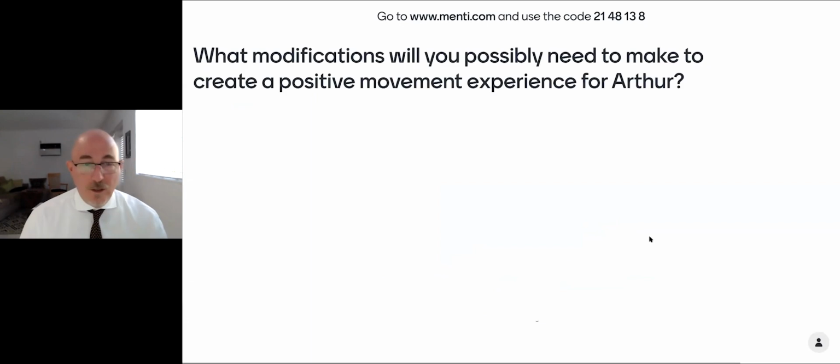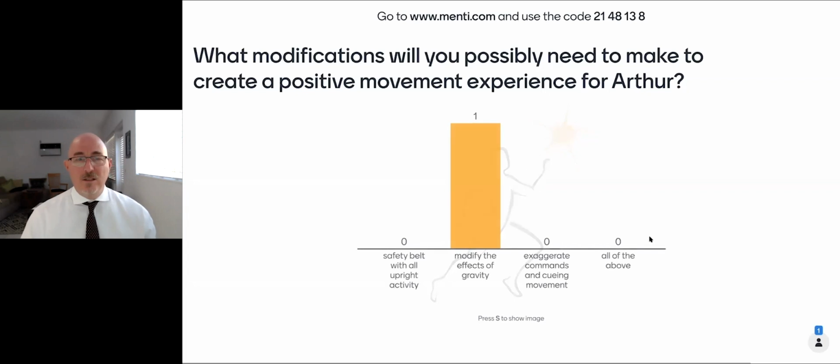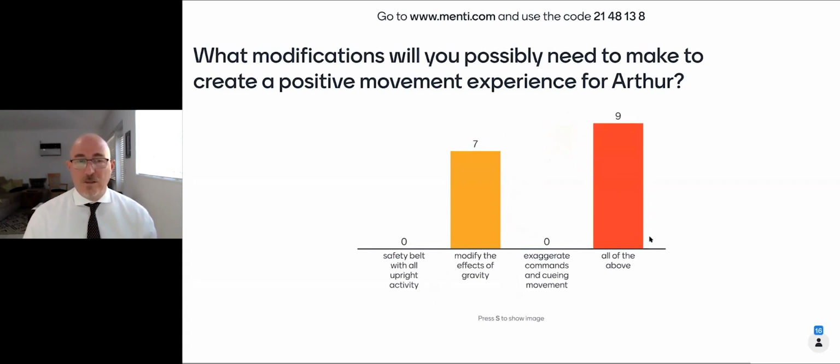Thank you for your participation. So what modifications will you possibly need to make to create a positive movement experience for Arthur if sit to stand is going to be our primary goal? What are you going to do? What kind of exercises? You can list Pilates exercises, apparatus, home exercises, sitting in chair exercises. What kind of things do you think are going to be some of our tools in our Pilates environment to make sure that Arthur has a safe and successful experience?